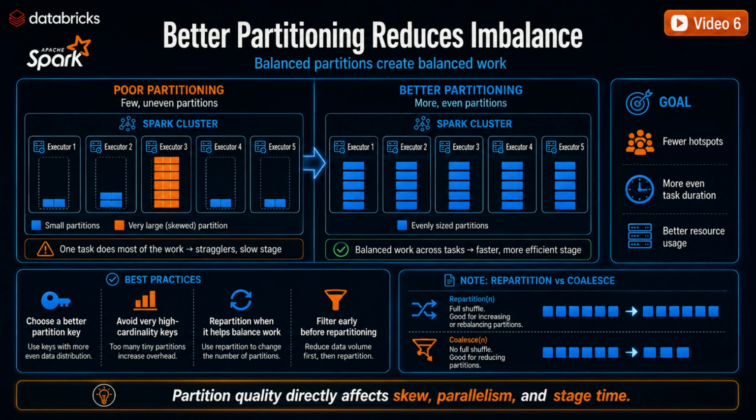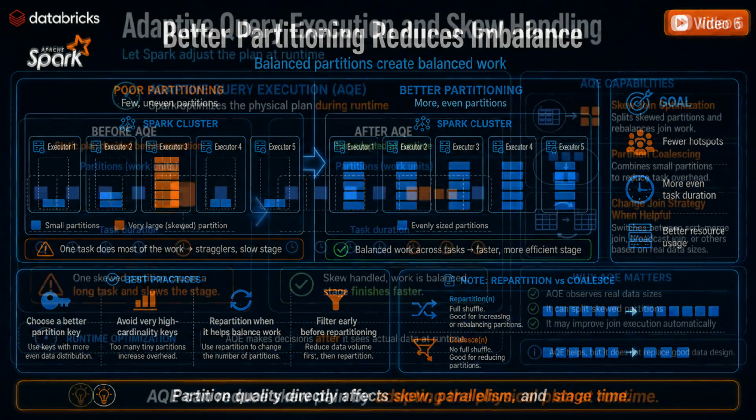Also remember the difference between repartition and coalesce. Repartition can rebalance data, but usually triggers a full shuffle. Coalesce can reduce partitions with less movement, but it may not rebalance data well. Partition quality directly affects skew, parallelism, and stage time.